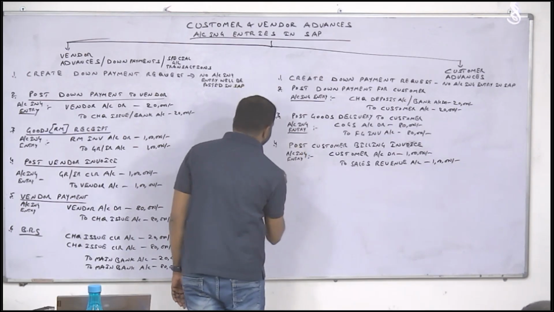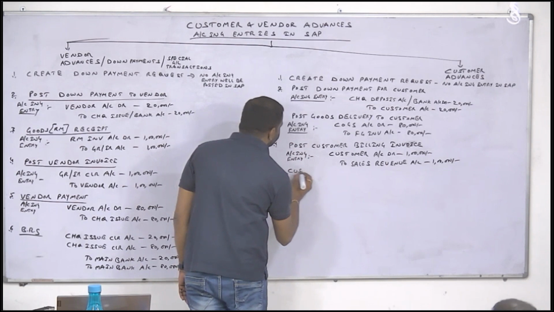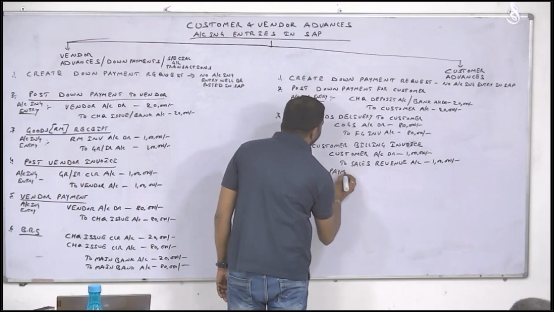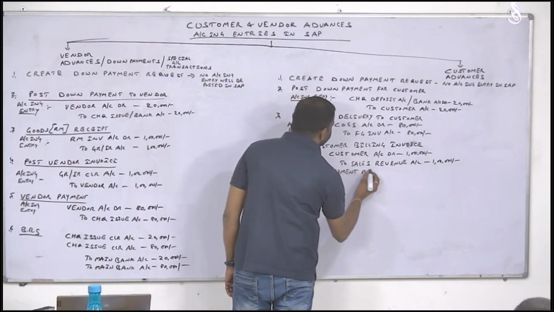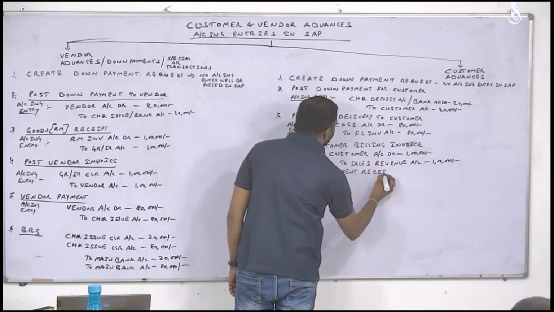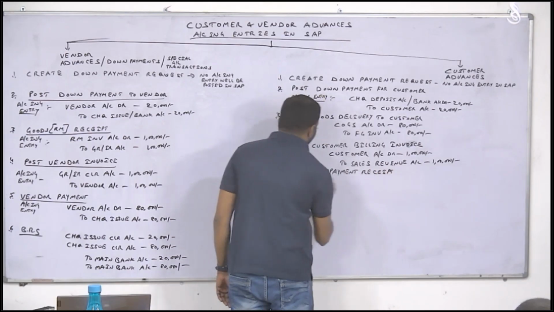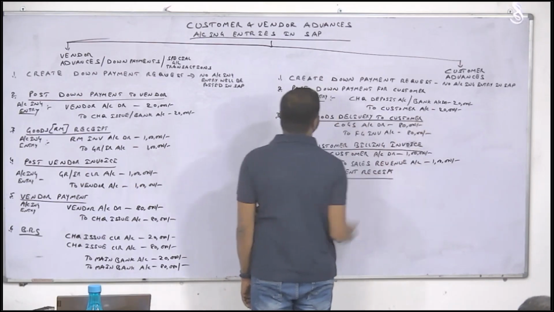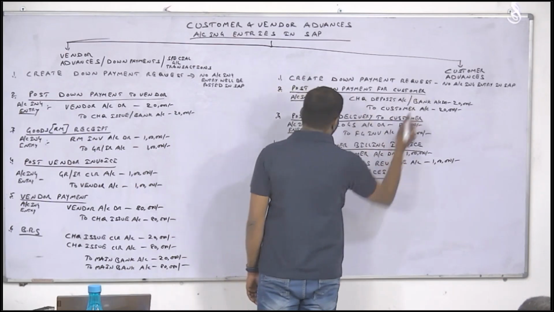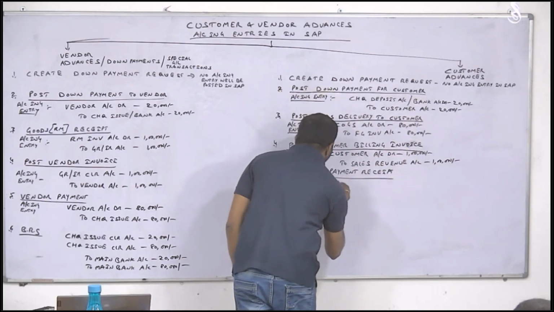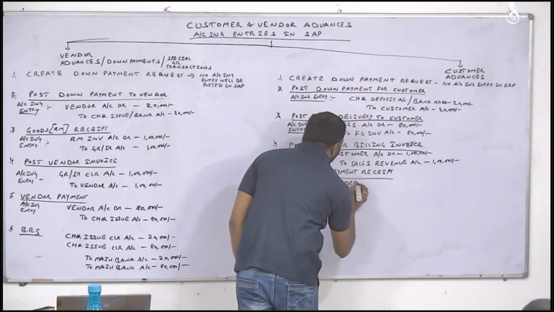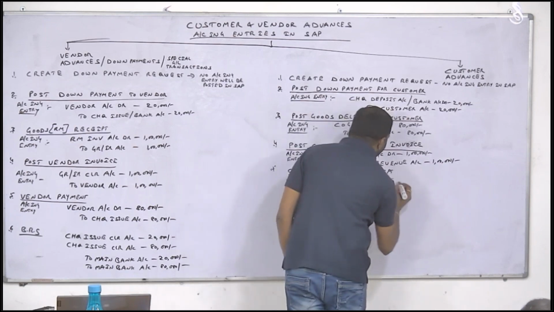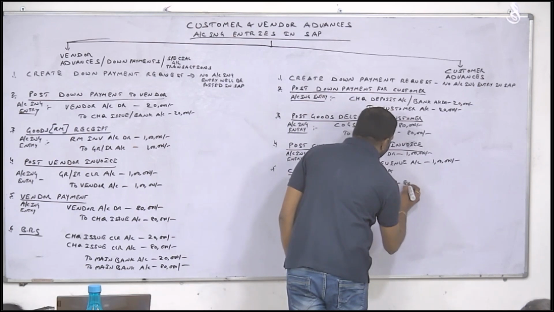Next, customer payment. What is the accounting entry? Check deposit account debit to customer. How much?